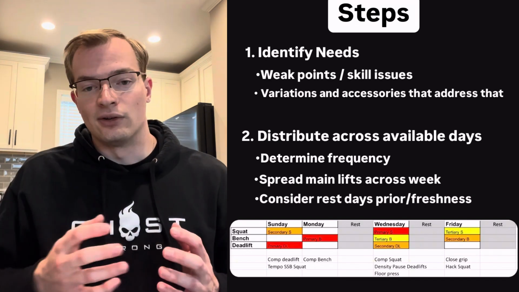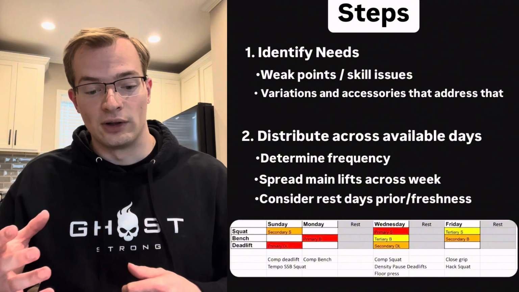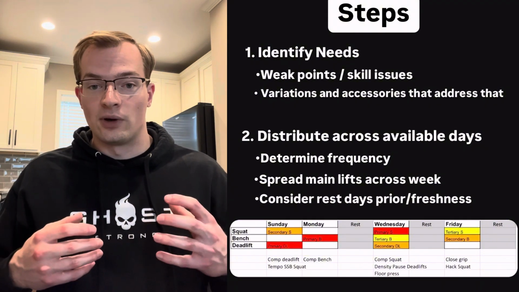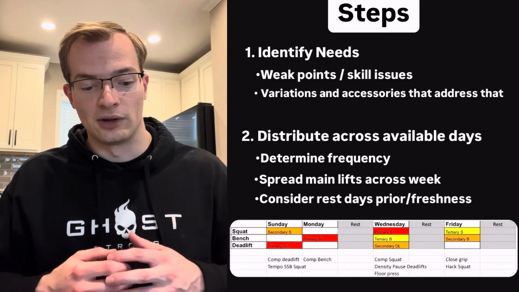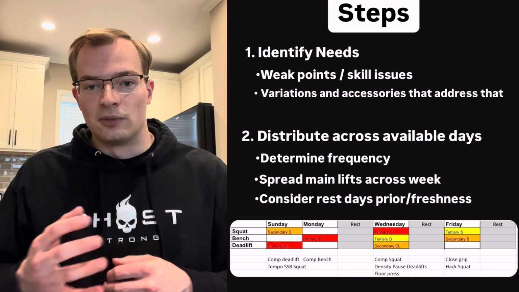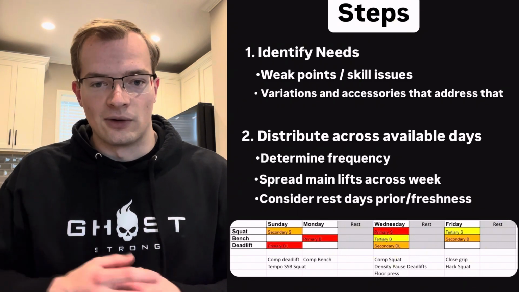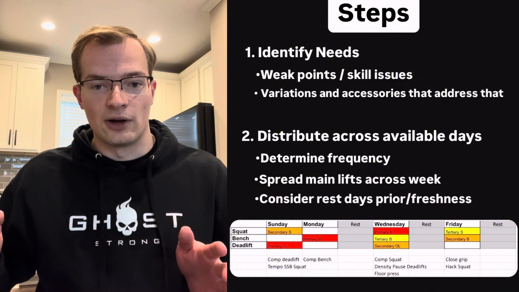The next step is to distribute your training of the main lifts across the days that you have available during the week. So frequency wise, generally most people are going to want to squat somewhere in 1 to 3 days per week, bench press 2 to 4, and deadlift 1 to 2. But that's going to be determined based on those factors that we covered earlier. So you want to spread those main lift exposures out across the week.